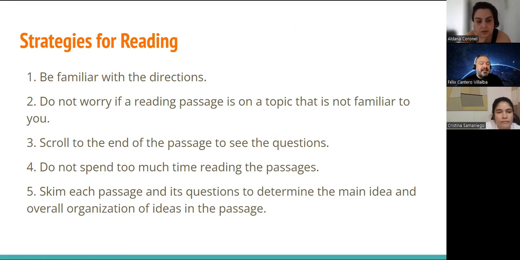Yes. So first of all, let's see a few of the strategies for the reading section and for reading in general in an academic environment. So this time, let's hear you, Aldana. Please read number 1 and then pause, and I'm going to give a little more, and then you read number 2, etc.